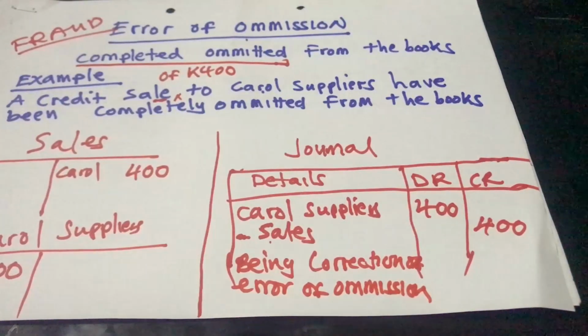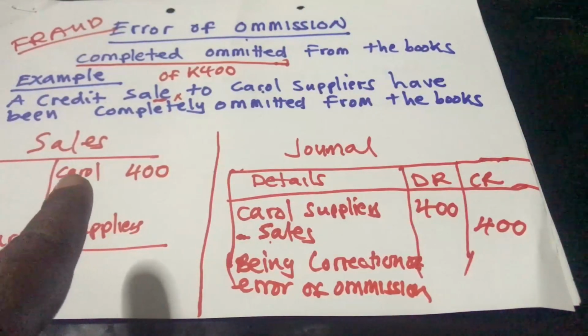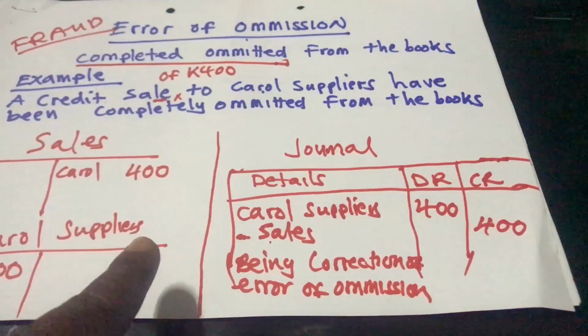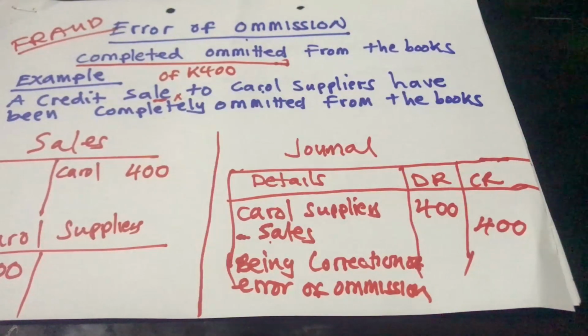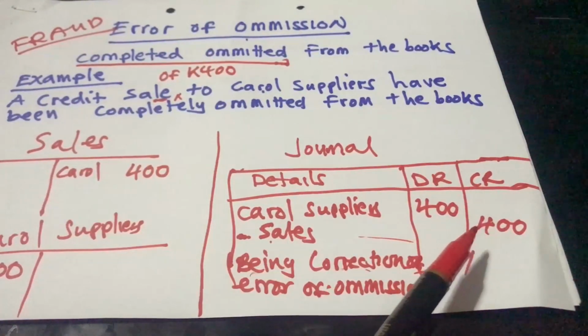Okay, so this is how you correct errors. I want you to see that is why it is very, very important that you understand the types of errors, so that at the end of the day in the journals you can be able to mention the error as you are doing the correction, being correction of error of omission. Then you write it that way.